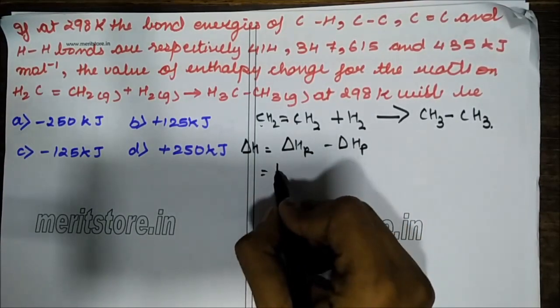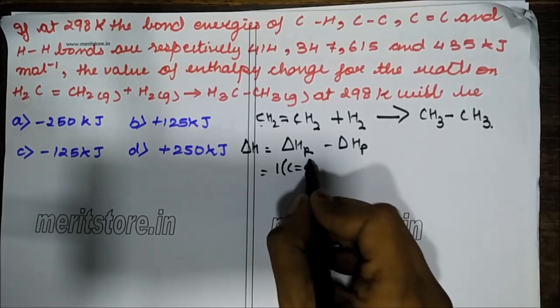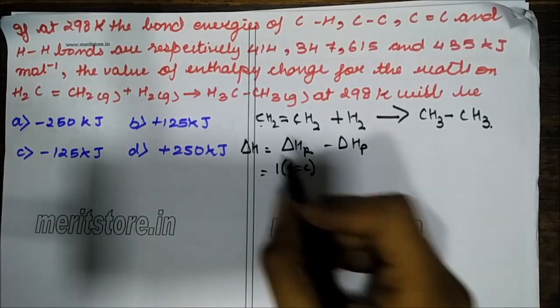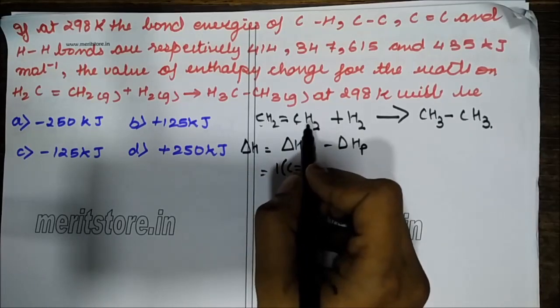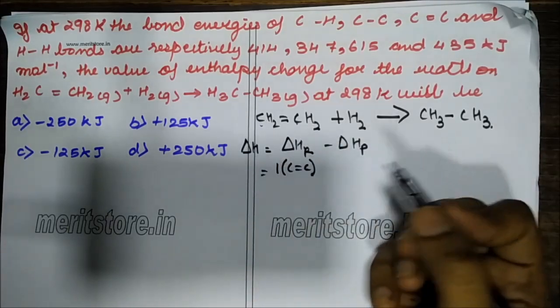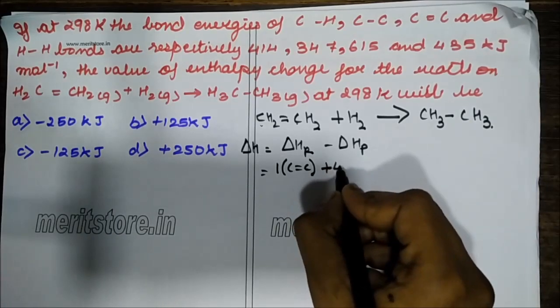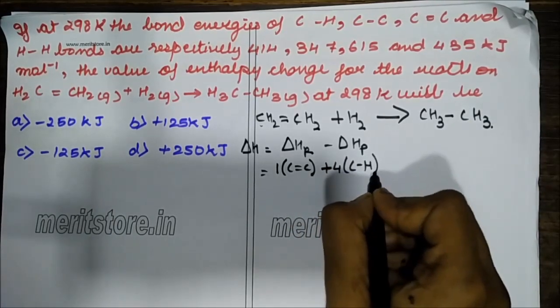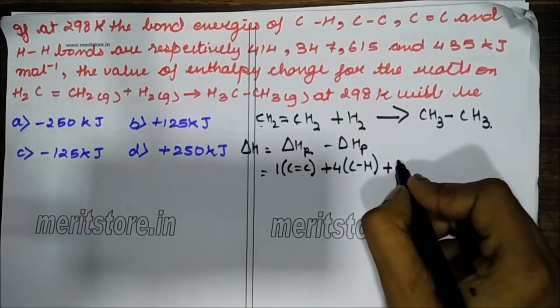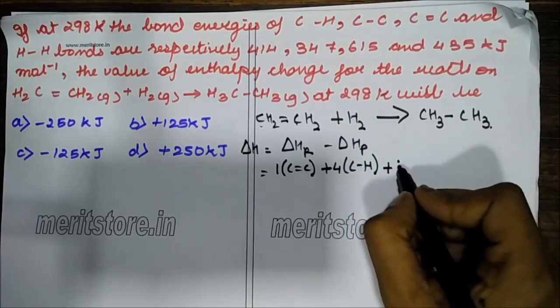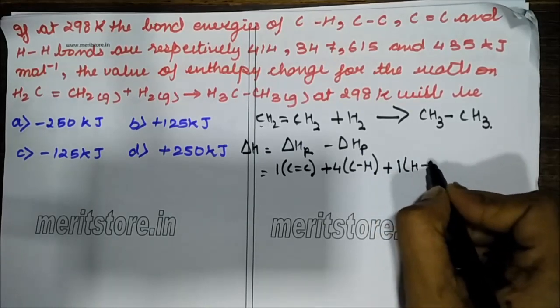Double bond, 1. So 1 into C double bond C. Then this C is bonded to 2 hydrogen and this C is bonded to 2 hydrogen. So in total 4 CH bonds. So that means 4 into CH bond. Then there is the HH bond, which is 1. So 1 into HH.